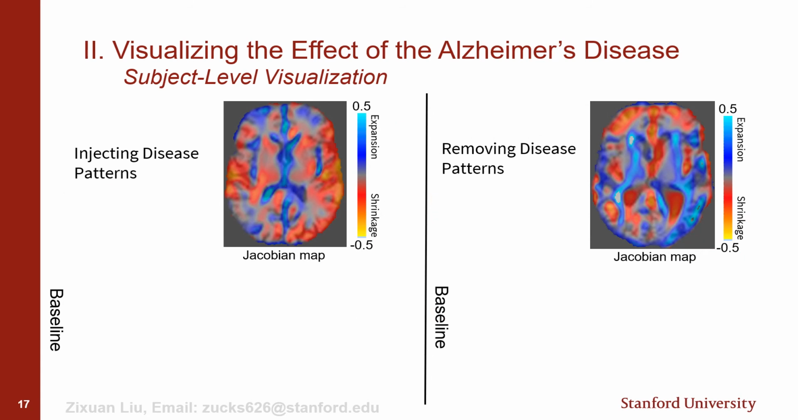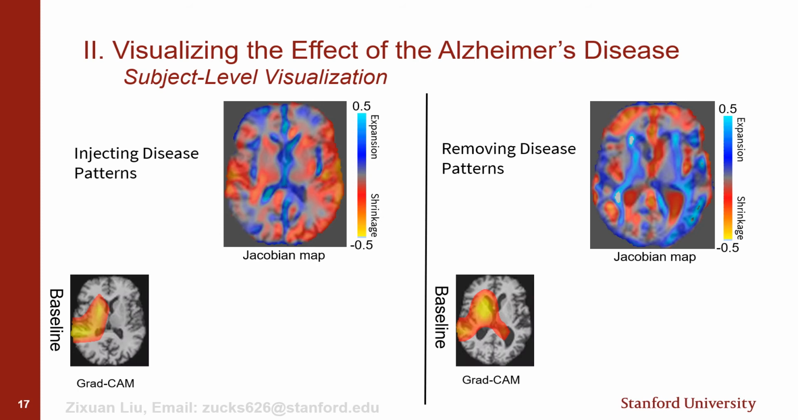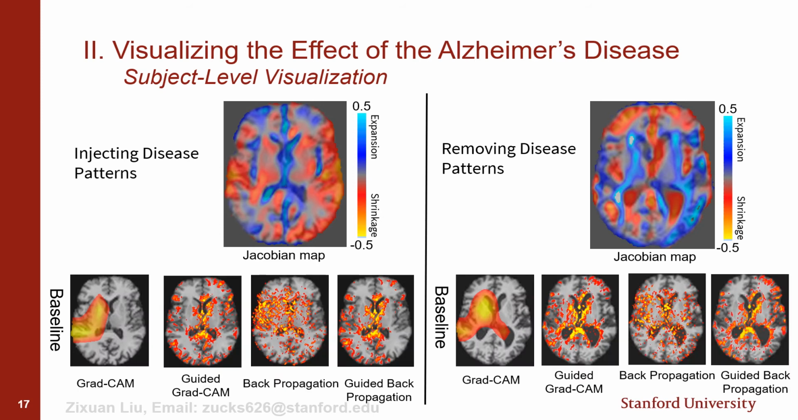We can then compare the Jacobian map visualizations to other baseline methods. As we can see, in both directions, the baseline methods tend to generate either too smooth and less informative results or too noisy results with frequent sign changes, while our Jacobian map successfully captures the better disease alteration pattern in both directions.